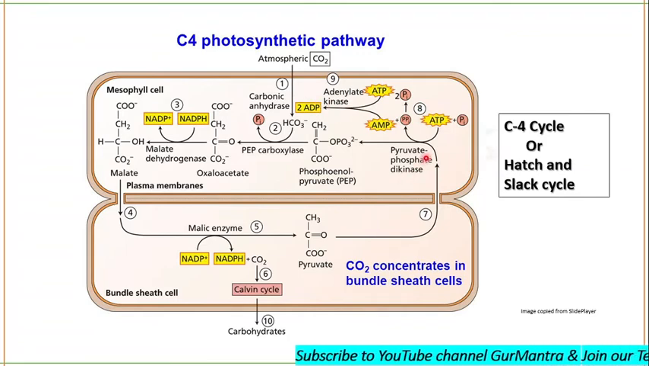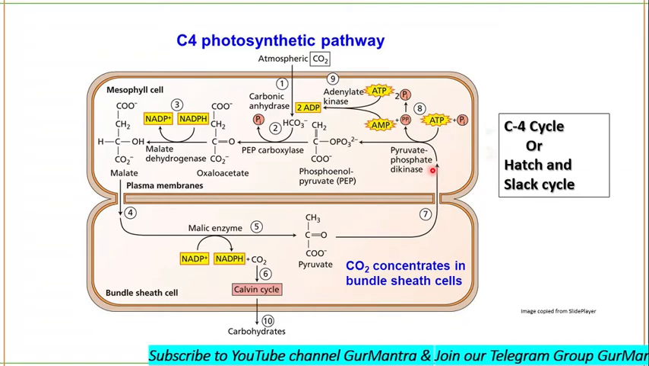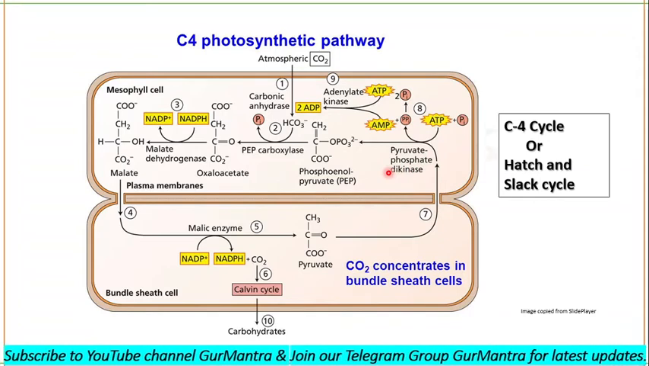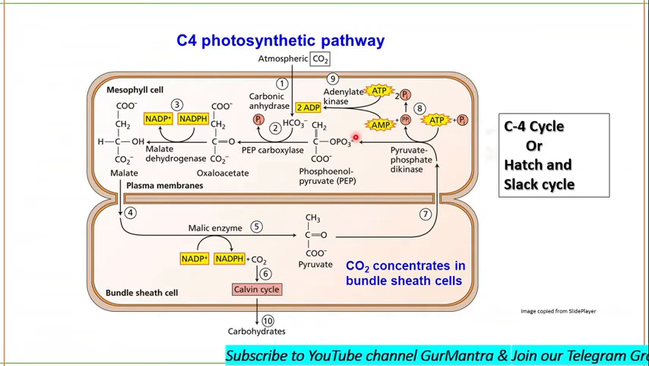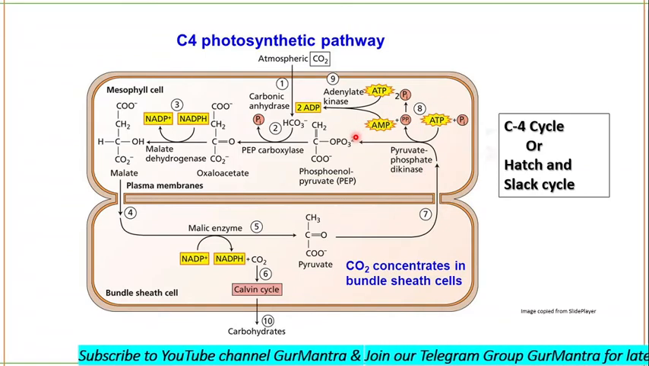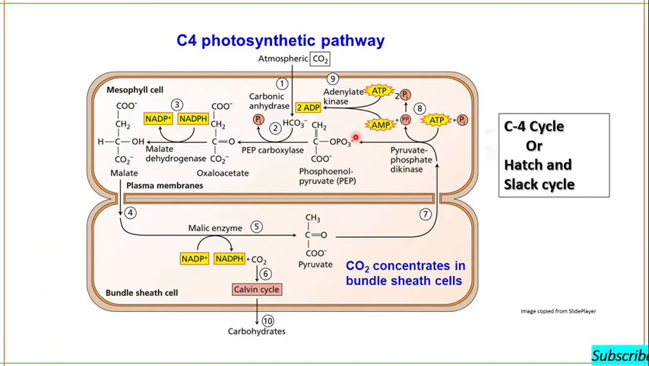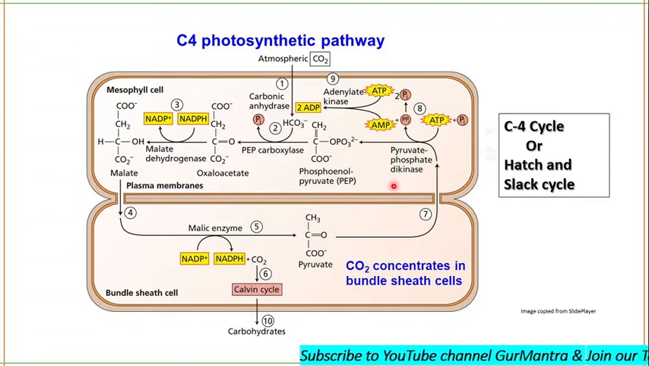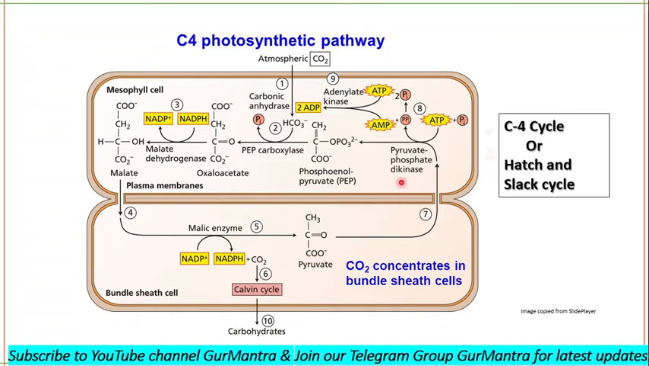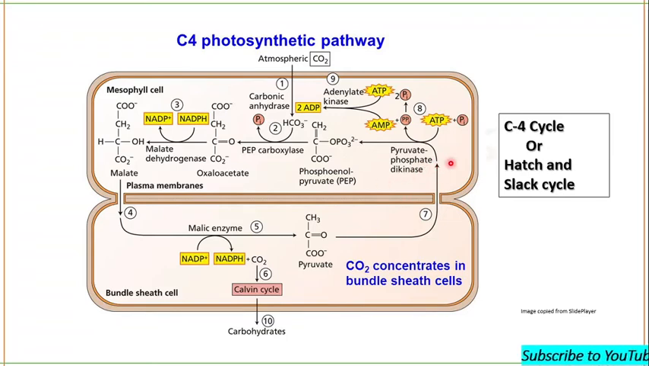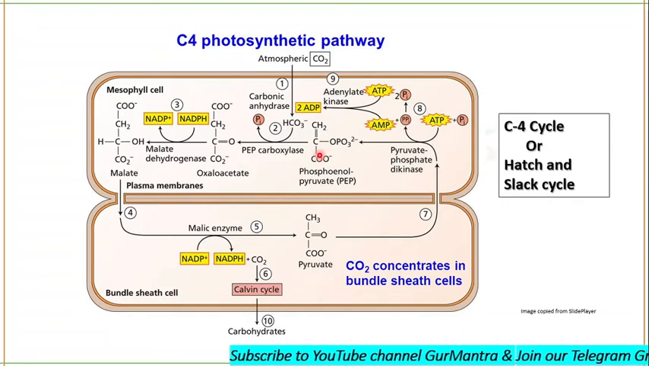Okay, so 2 ATPs are used during the regeneration of phosphoenol pyruvate. For 1 carbon dioxide, 2 ATPs are used for the regeneration of phosphoenol pyruvate. In case of RuBP, 1 ATP is used. Here 2 ATP are used for the regeneration of phosphoenol pyruvate. So pyruvate, in the presence of pyruvate phosphate dikinase, which will be using 2 ATP, gets converted into phosphoenol pyruvate.